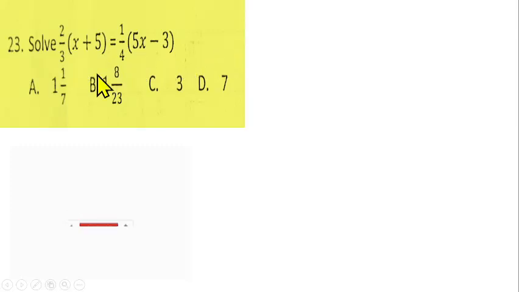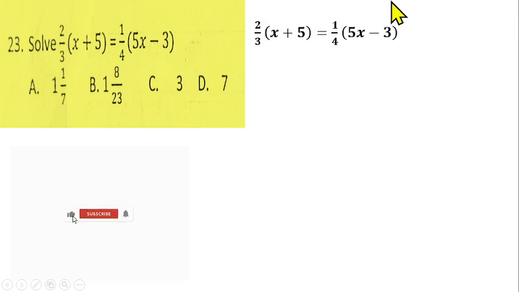Question number 23 is from linear equation, simplification of linear equation. We have to solve 2 over 3 into x plus 5 equals 1 over 4 into 5x minus 3. So of course, what do we do first? We can find the LCM of 3 and 4, which is 12. Then you can multiply through by 12 to clear the denominator.